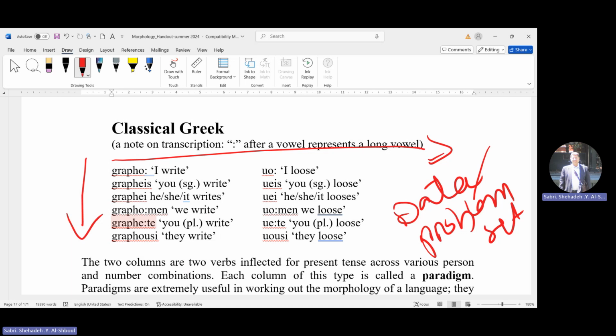So here in the data we have, for example, graphō, grapheis, graphei, graphomen, graphete, graphousi. If we look into this data, we find a common form, which is called graph, meaning to write. Once we know that graph is the non-changing pattern in the data, it means to write.